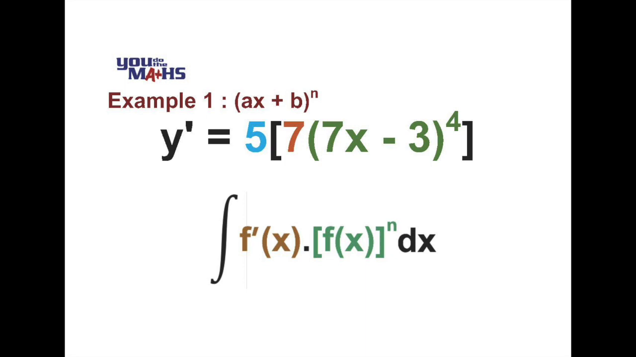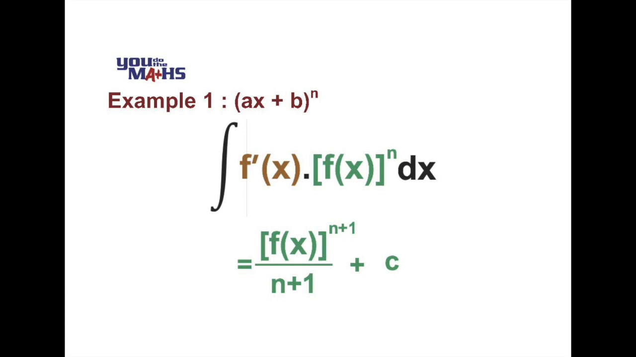That's because our solution for the antiderivative will become f at x to the power n plus 1, all divided by n plus 1. That's where the 5 basically gets taken into account from our example, and then plus a constant at the end. Let's have a look at applying that to a few more examples.